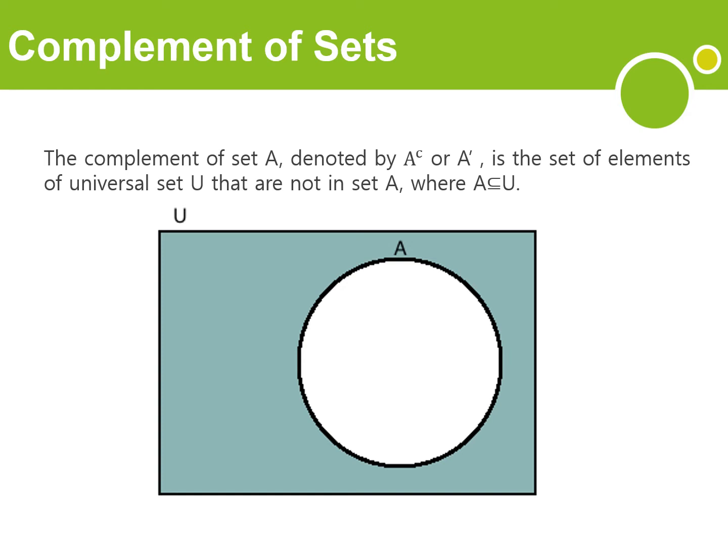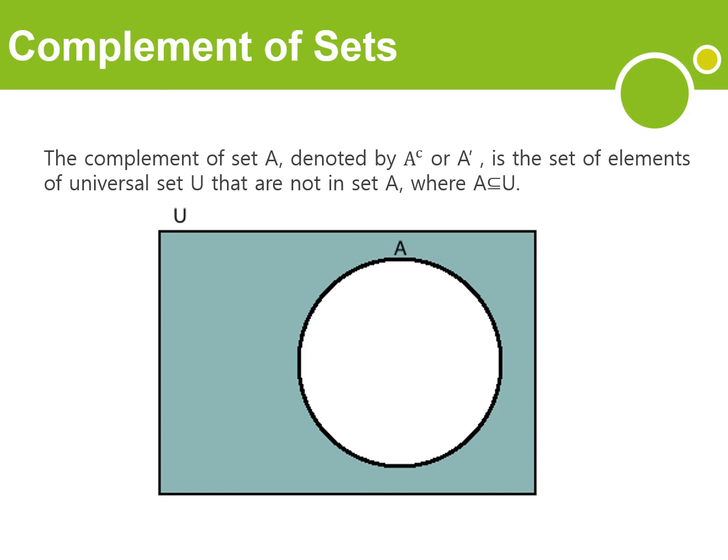Last operation of sets is the complement of sets. Complement of set A is denoted by A complement or A to the power of C, read as A complement or complement of A, or A prime, which has an apostrophe above the letter. It's the set of elements of universal set U that are not in set A, where A is a subset of U. So, in Venn diagram form, it looks like this.